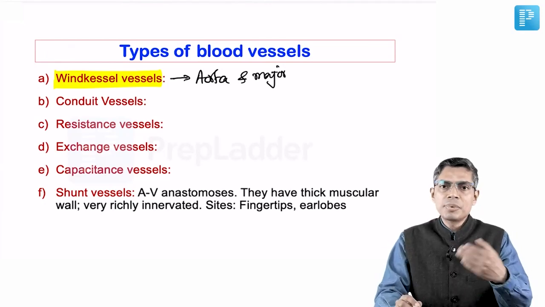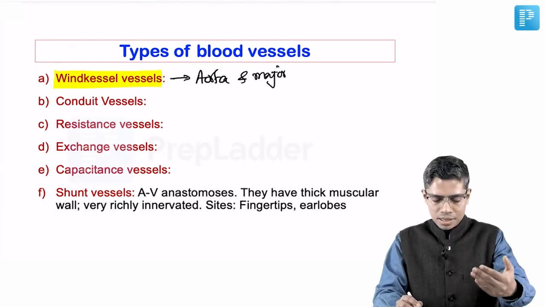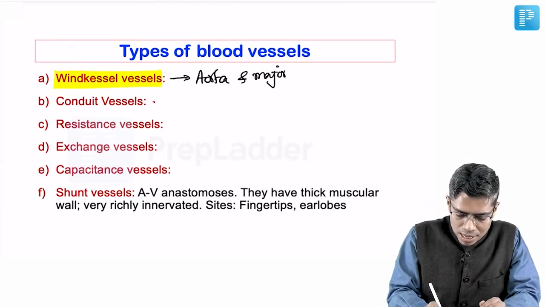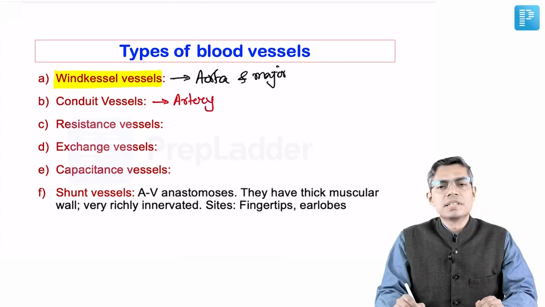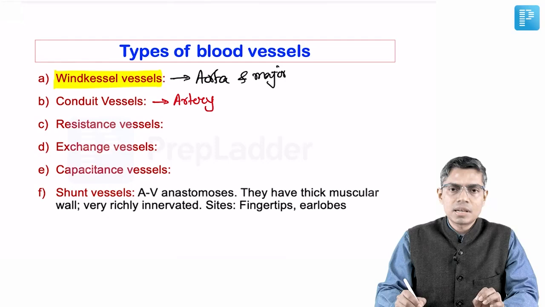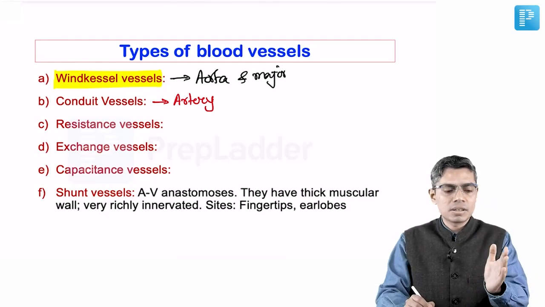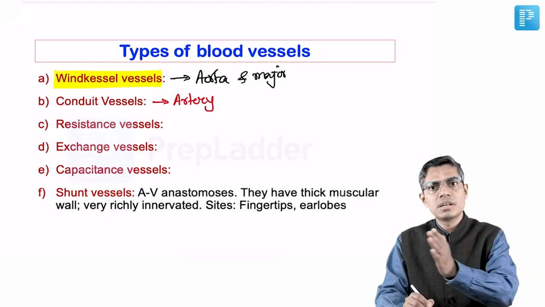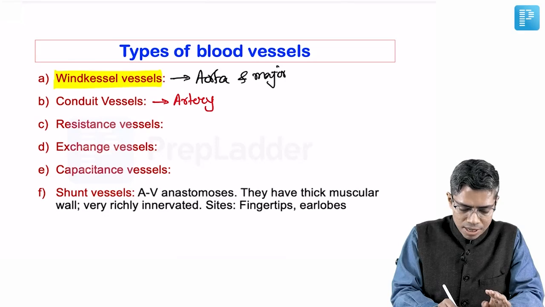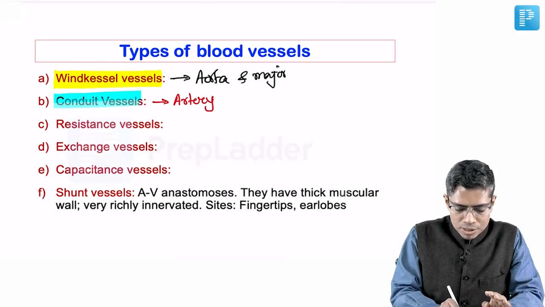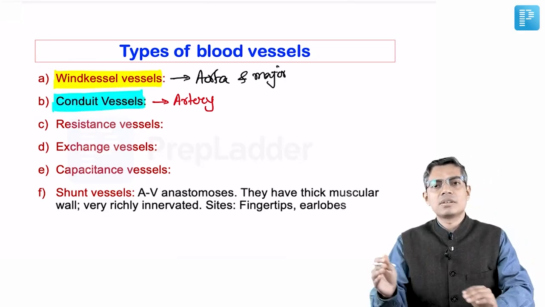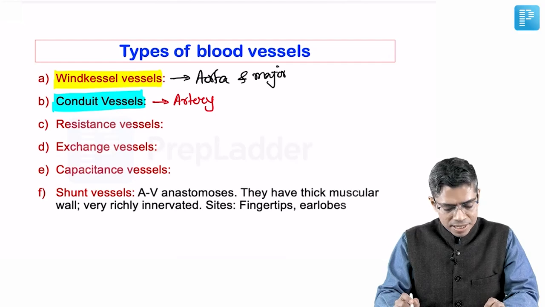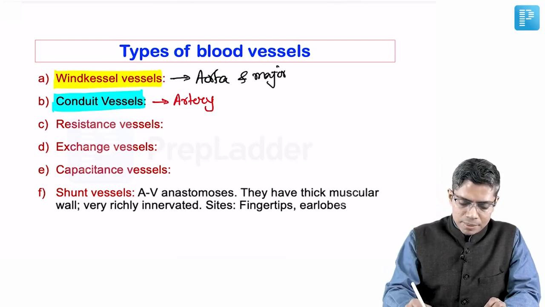Then after the aorta, the next vessels are the arteries. So arteries are known as the conduit vessels. Conduit vessel means these vessels are only responsible for conduction of blood from one part of the circulation to another part of the circulation. There is no major role of these conduit vessels except conduction of blood from one part to another, right? Then the third one is very, very important.